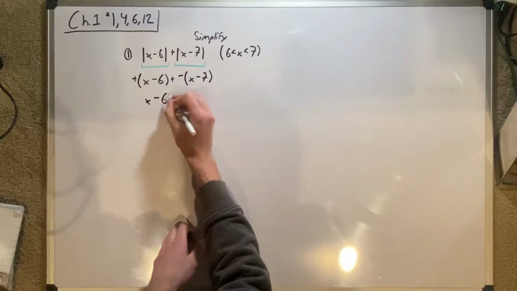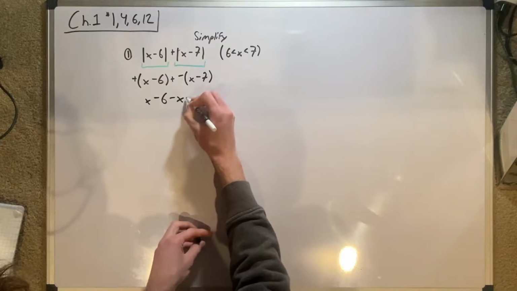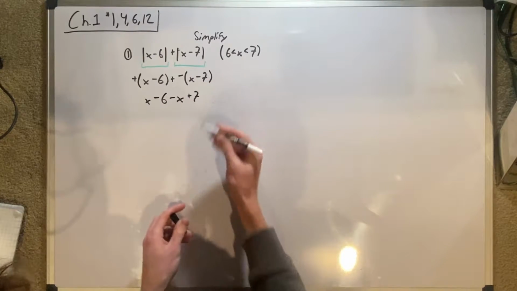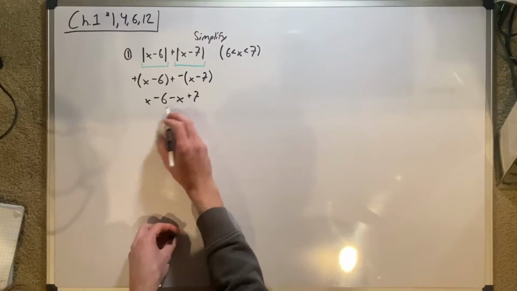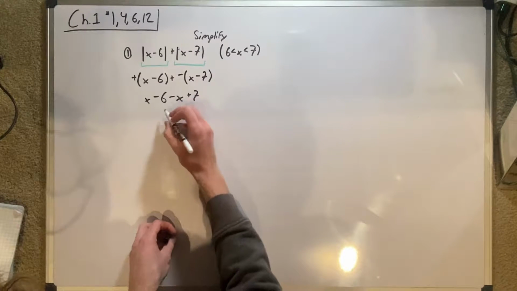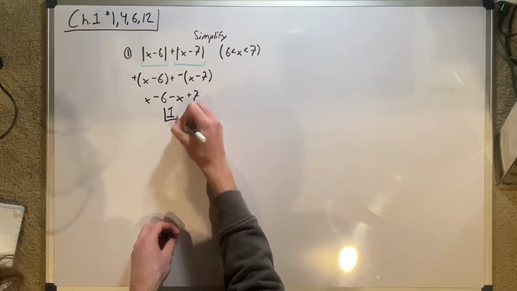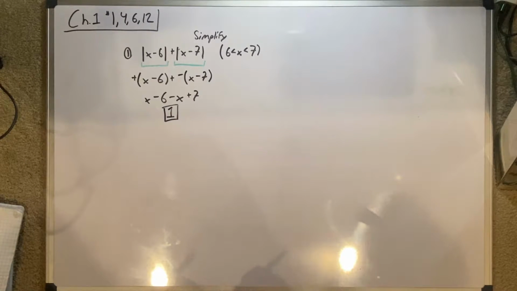X minus 6 minus x plus 7, distribute that. X minus x is 0, so those cancel. -6 plus 7 is 1. That's our answer for number 1.